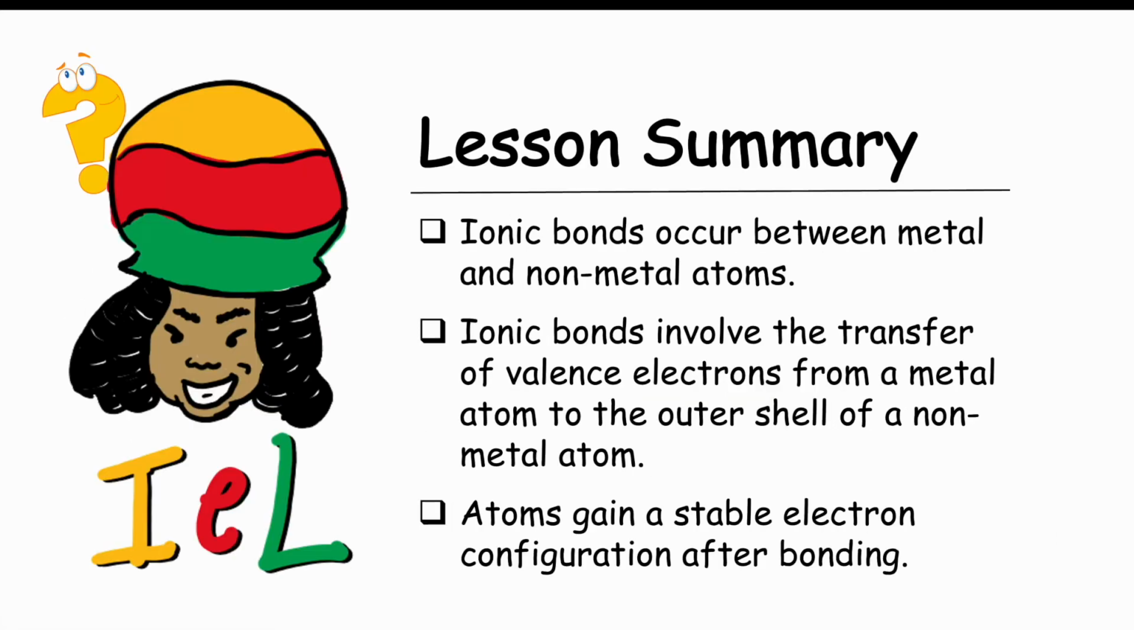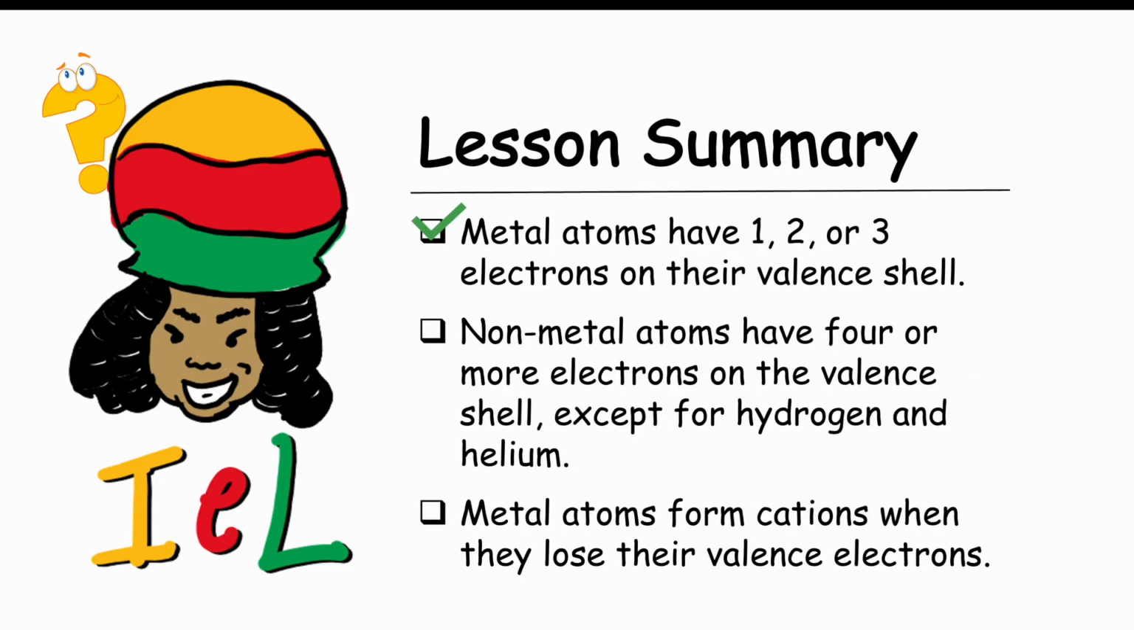Here are the lesson summary points. Ionic bonds occur between metal and nonmetal atoms. Ionic bonds involve the transfer of valence electrons from a metal atom to the outer shell of a nonmetal atom. Atoms gain a stable electron configuration after bonding. Metal atoms have 1, 2, or 3 electrons on their valence shell. Nonmetal atoms have 4 or more electrons on the valence shell except for hydrogen and helium.